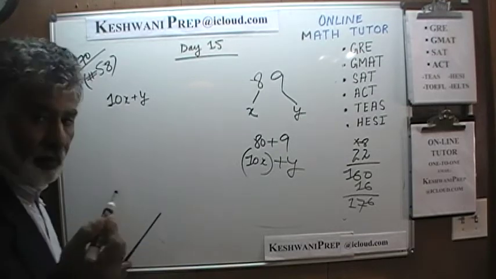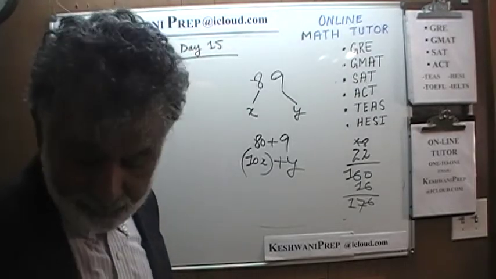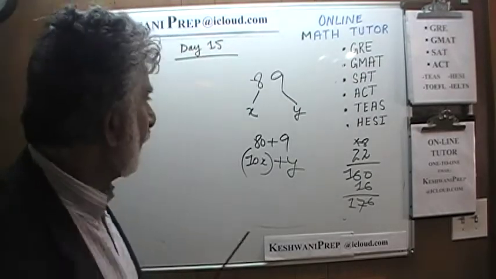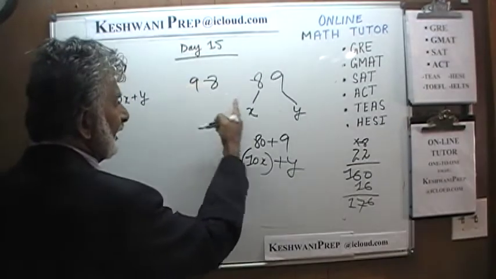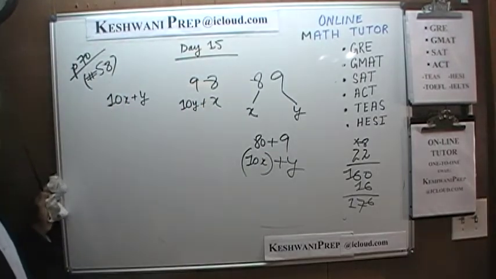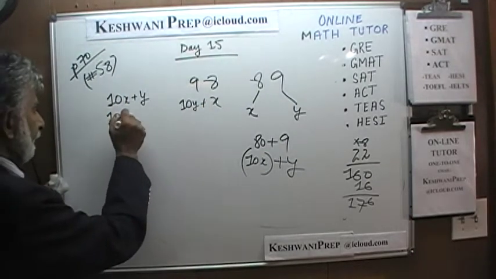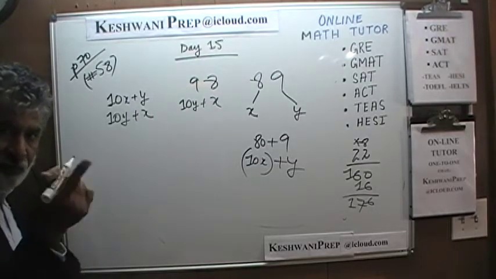And the second one has the same digits, but they are in reverse order. Instead of 89, we have 98. So 9 is our y. So it's going to be 10 times y plus x. There you go. 10 times y plus x. That's the same two digits in reverse order.